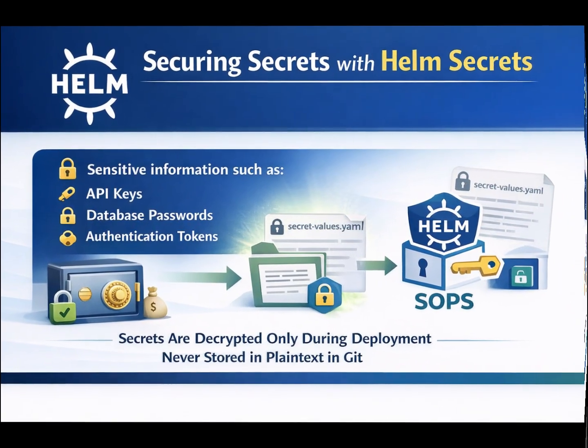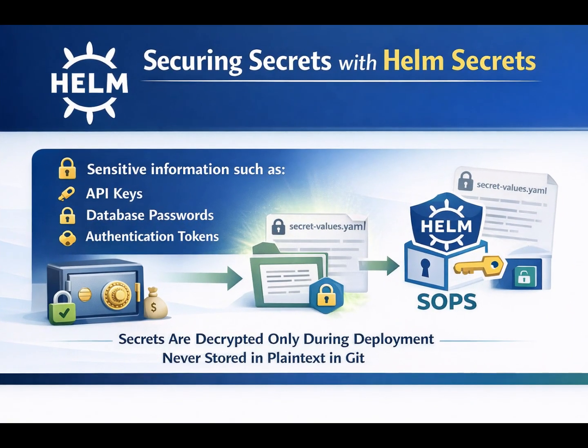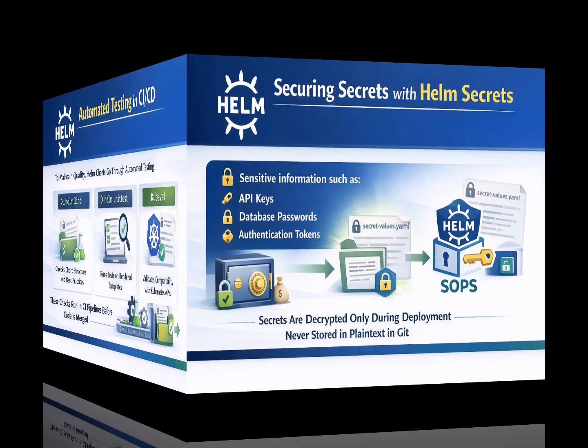Securing secrets with Helm secrets. Security is extremely important. Sensitive information, such as API keys, database passwords, and authentication tokens, are encrypted using SOPS and managed through the Helm Secrets plugin. Secrets are decrypted only during deployment, ensuring they are never stored in plain text in Git.